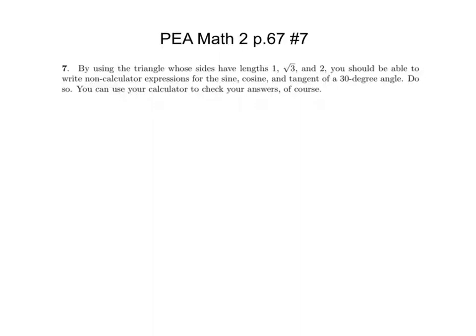It says using a right triangle, by using the triangle whose sides have lengths 1, root 3, and 2. What kind of triangle is that? It should be a right triangle. And it was testing that you knew that already.